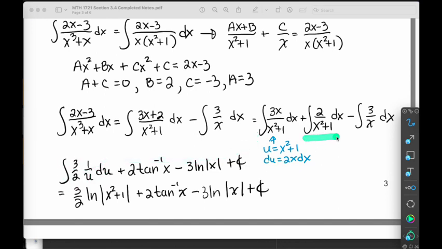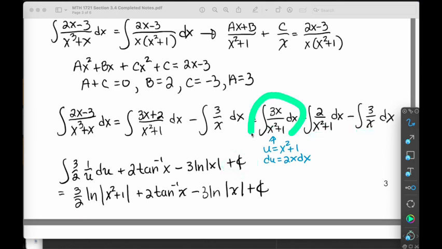For this second integral, we actually have a direct formula. When I integrate 2 over x squared plus 1, that's actually 2 times inverse tangent. If I pull that 2 out in front of this integral, you'll see, and you look up on your table of integrals or in your formula sheet, you'll see that the integral of 1 over x squared plus 1 is inverse tangent. So we have a direct formula for that. And then, of course, we know this one. This is minus 3 natural log of x, plus my constant. So I've integrated these two here.